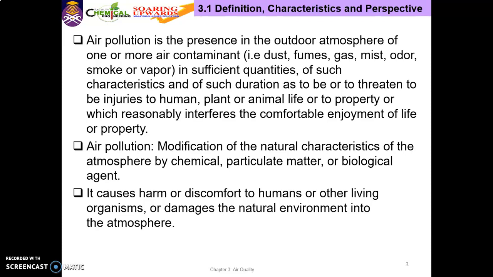So what is air pollution? Okay, so the definition of air pollution is the presence in the outdoor atmosphere of one or more air contaminants. So air contaminant can be in the form of dust, fumes, gas, mist, odors, smoke, or vapor. Okay, so the contaminant must be in sufficient quantities to be threatening to human, plant, or animal life, or to other property. Okay, so for air pollution, kalau certain quantity yang sikit tu, dia tak dipanggil sebagai air pollution. Okay, dia perlu in sufficient quantities. Okay, kena melebihi certain level lah. It causes harm and discomfort to human ataupun other living organism or damage to the natural environment.